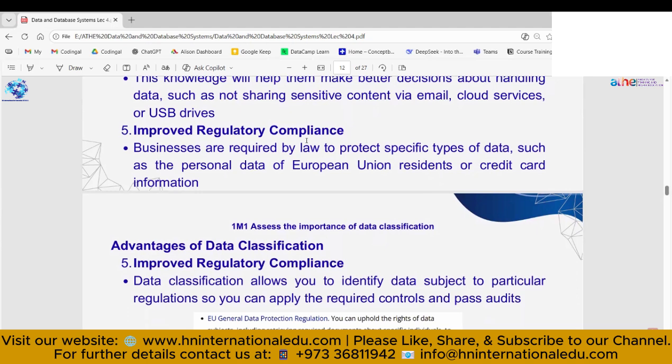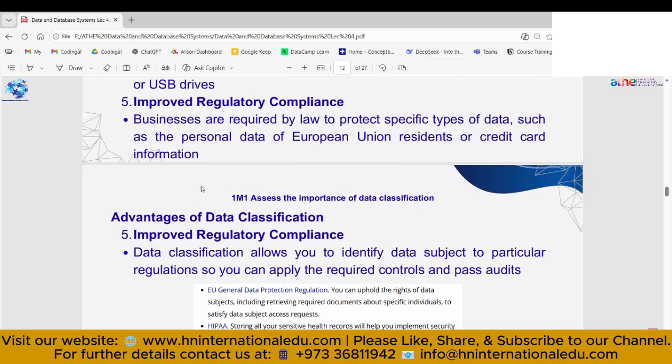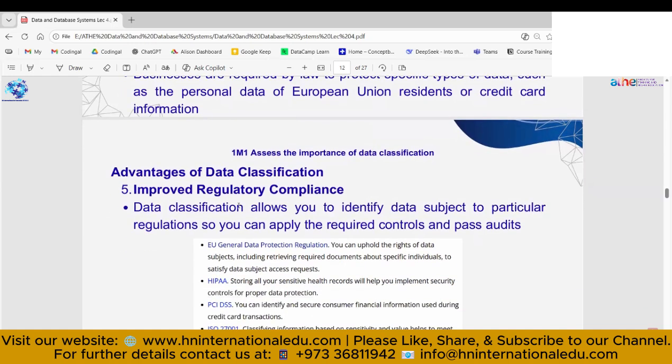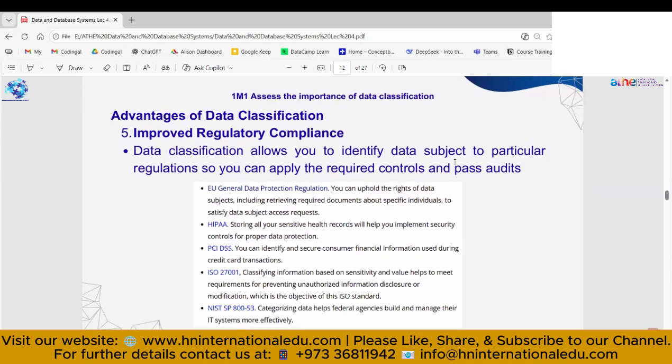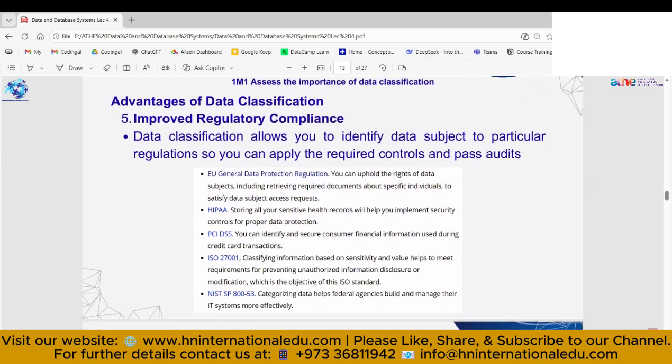And then next is improved regulatory compliance. Businesses are required by law to protect specific types of data, such as the personal data of European Union residents or credit card information. Very important: your credit card is your personal data, just like your CNIC or social security number. So data classification allows you to identify data subject to particular regulations, so you can apply the required controls and pass audits.